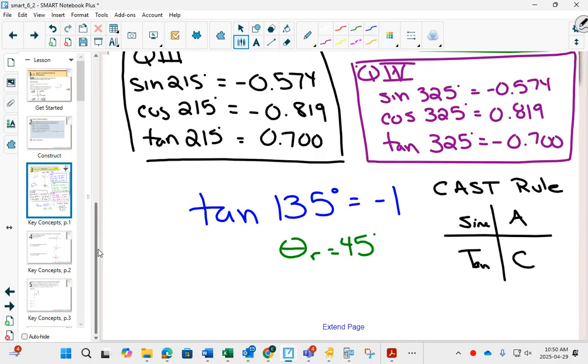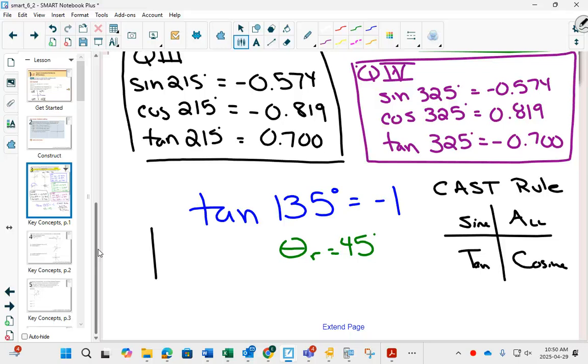Okay. I'm going to guess you're going to figure out what the C is. Cosine. Because cosine is positive. The other ones are negative. What do you think the A stands for? All. Because which ones are positive? All of them. So the cast rule tells us where things are positive and where things are negative. And it's called the cast rule just so you can spell it quickly.